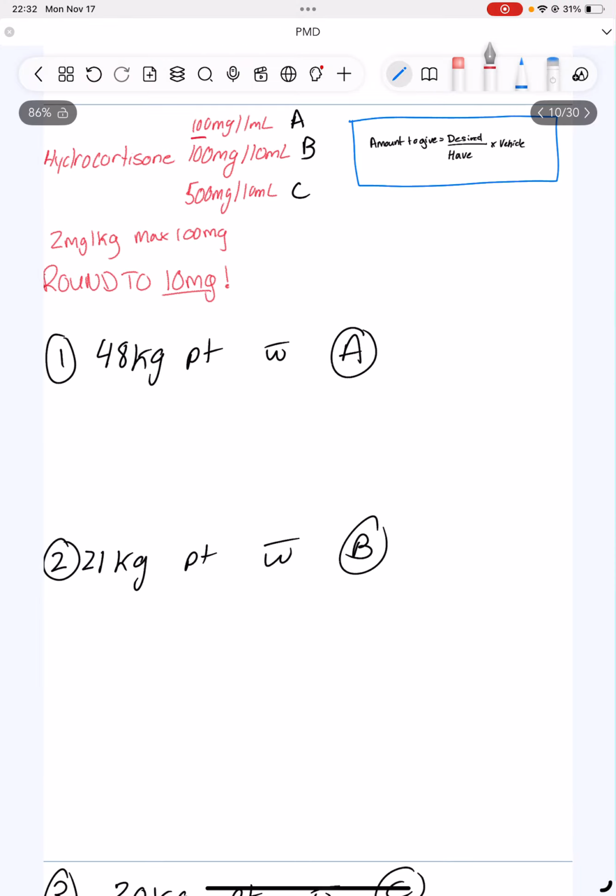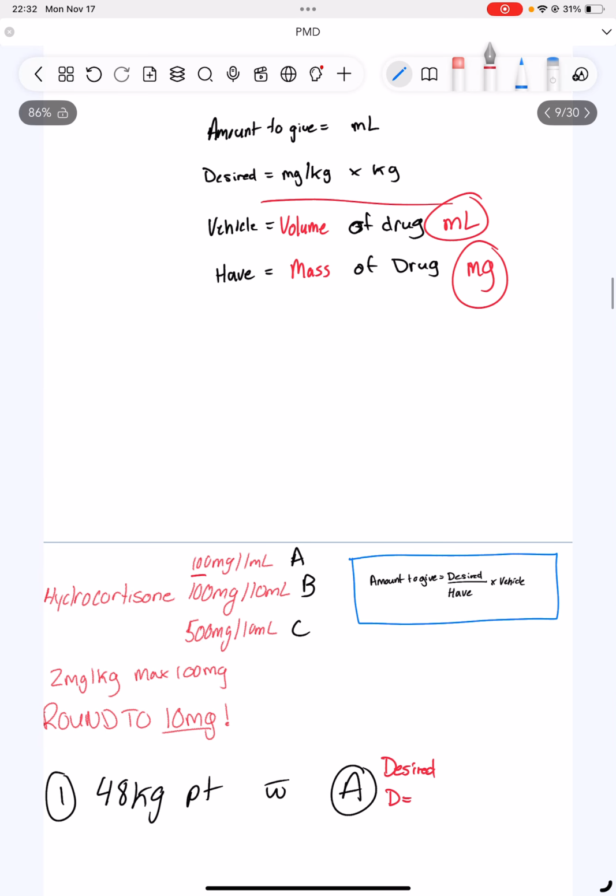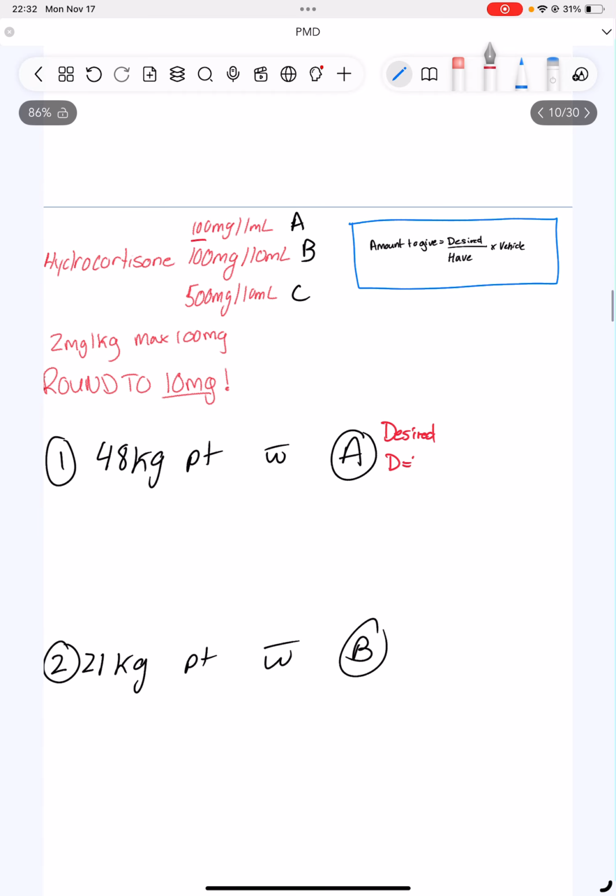So this first question, we've got a 48 kilogram patient, and we're going to give drug A. So let's figure out our desired. We know that desired is equal to milligrams per kilogram times kilograms. So we're going to go 2 milligrams per kilogram times 48 kilograms. We get the lovely ability to cross out things when we're dividing them, and that's going to be D equals 96 milligrams.